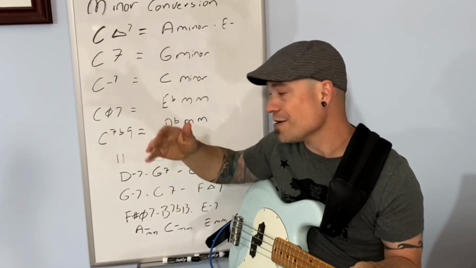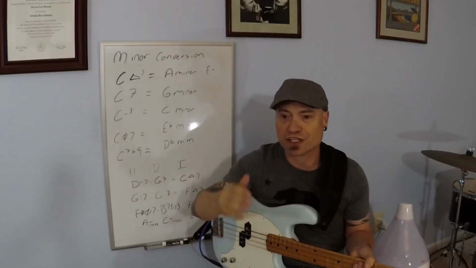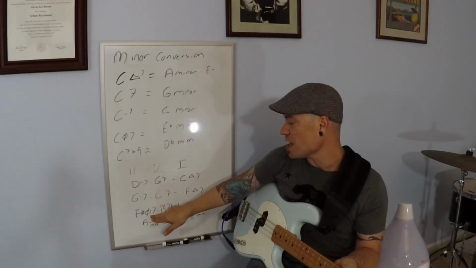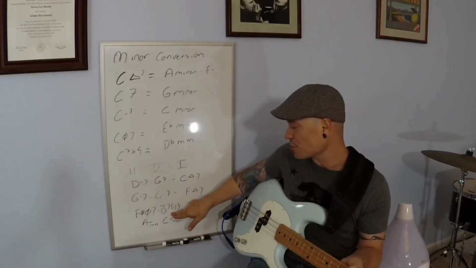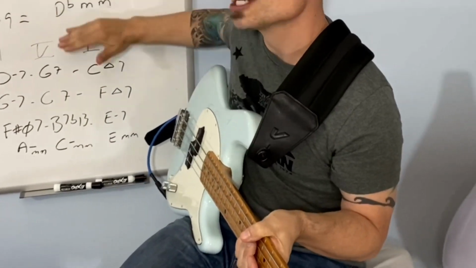So I always think about Autumn Leaves. Autumn Leaves has that turnaround at the end because it's in minor. So you have that 2-5-1 in minor that's happening, which is actually going to be that F sharp half diminished 7 to the B flat 13 to the E7. Now, that's this functionality right here.